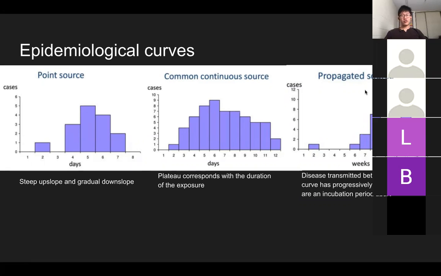Here with your propagated source, this is when your disease is transmitted, and the peaks in your curve will be separated by incubation periods. So say it takes 3 days to be able to spread it, or 4 days or whatever, and you can see that here this person's been infected but hasn't spread it, and then once the incubation period is over, you see another increase in spread, and after a few more days a further increase, and so on and so forth.